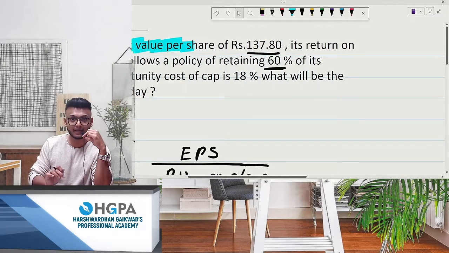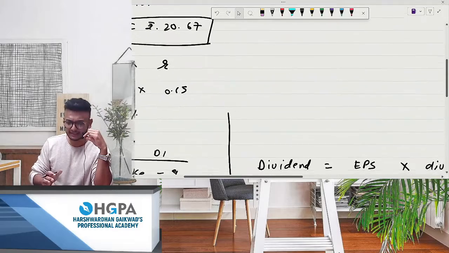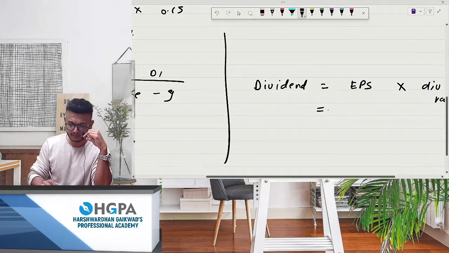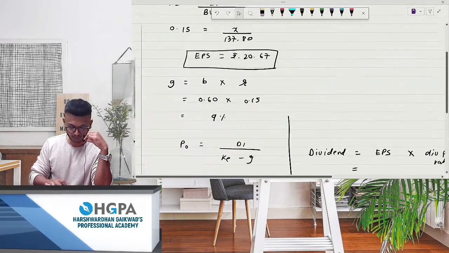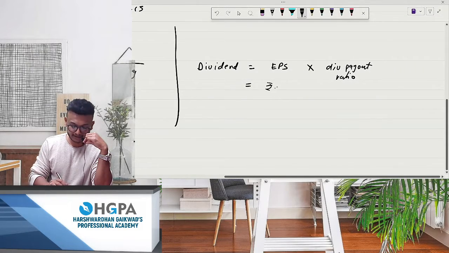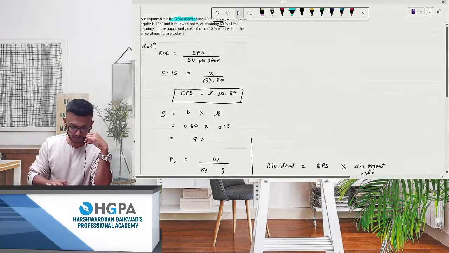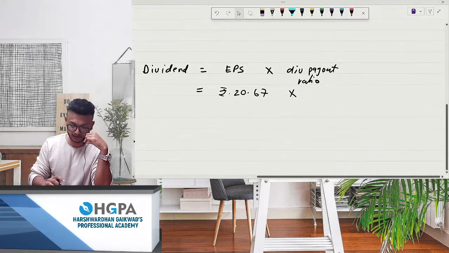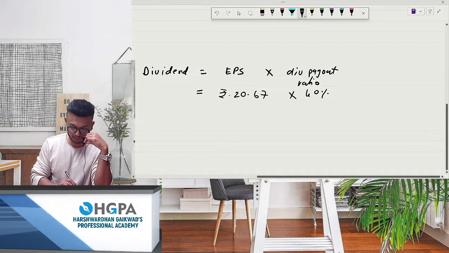What is the indirect meaning? That the company is giving out how much? 40%. So do I have the earnings? Yes, I have the earnings. Earnings was 20.67. So what I'll do here is rupees 20.67 into how much was the dividend payout? Retaining is 60, so the payout is 40%, which will give me D1.